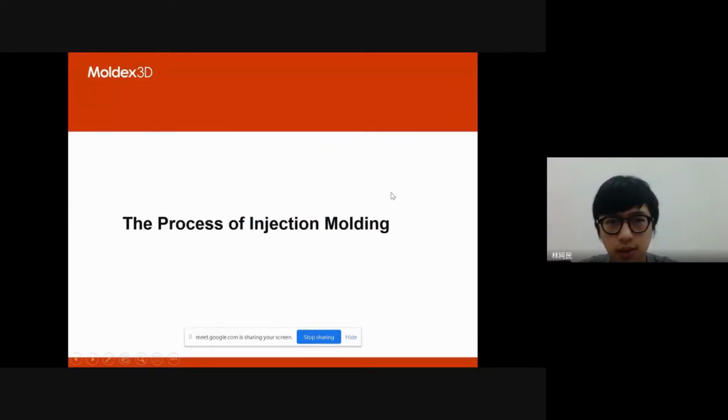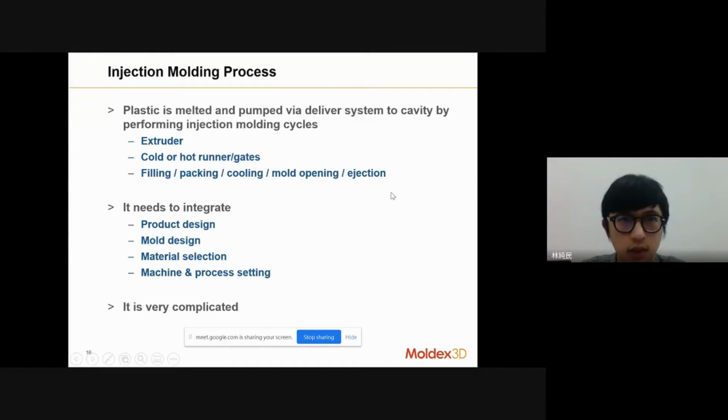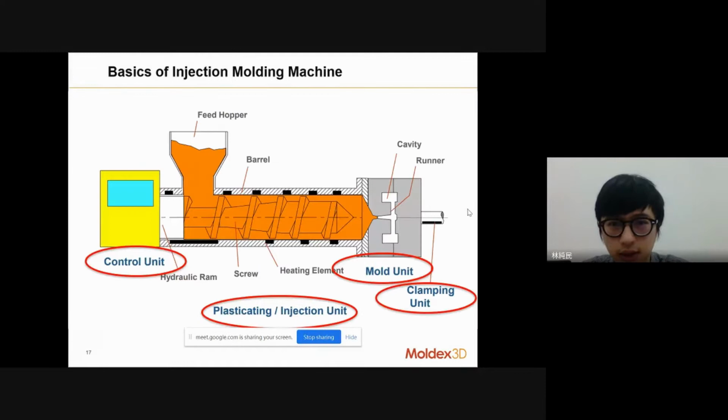The next topic is the process of injection molding. Okay, the injection molding process, you can take a reference from this illustration. Basically, there are three main units here. The first one is the control unit, and the mold unit, and the clamping unit. The control unit you can imagine is like the brain of a human being.